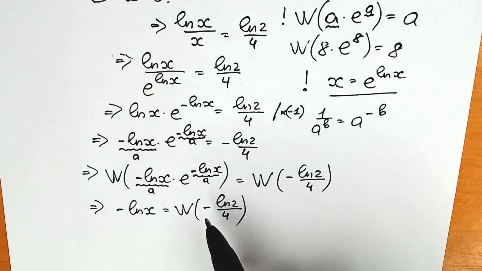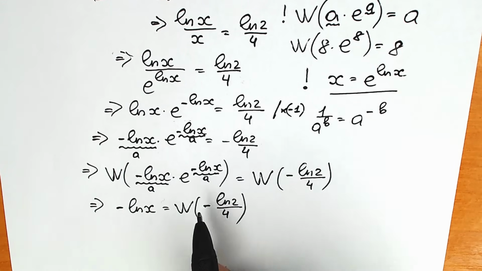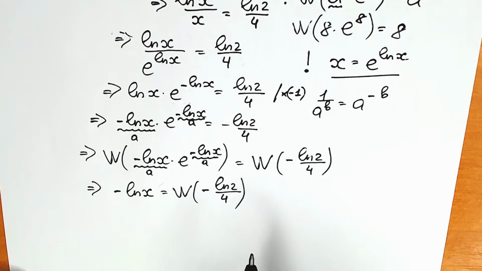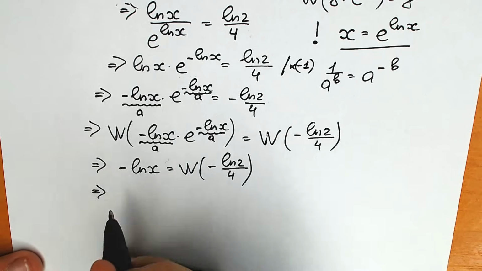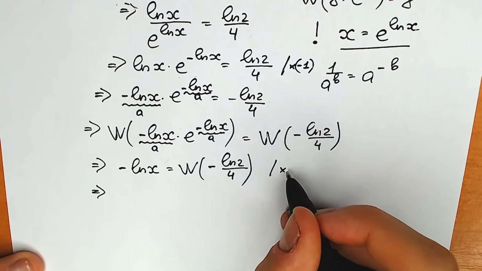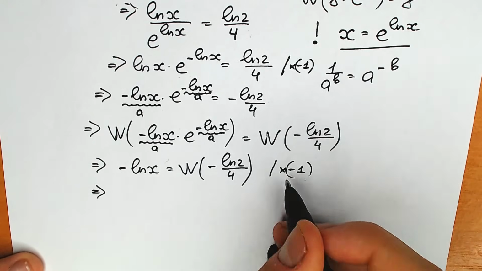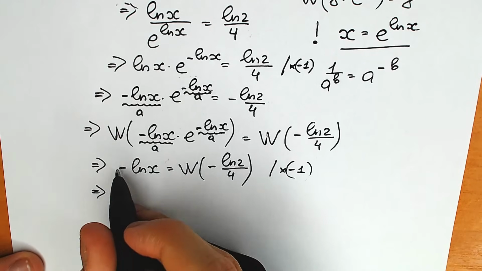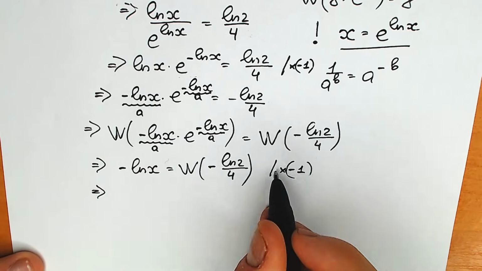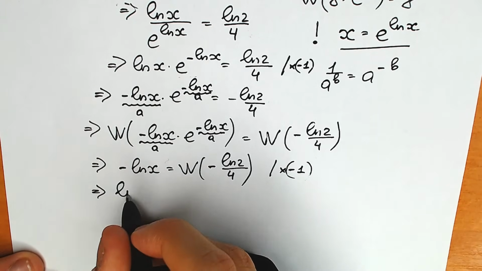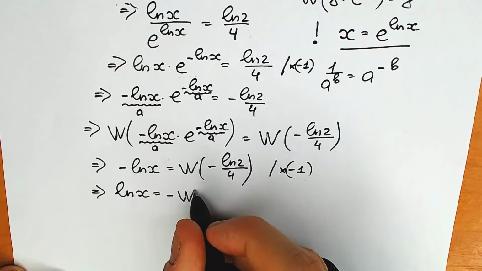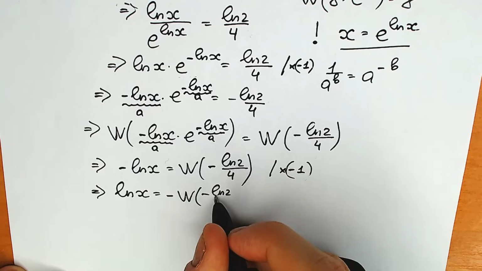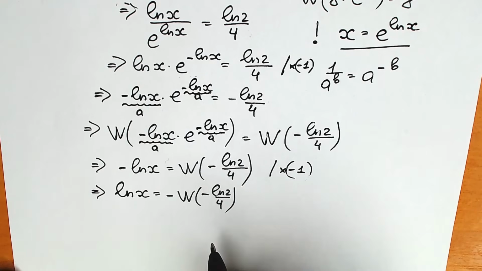Don't be scared about this right side. This is our base, and this is our constant. Don't be scared about it. This is a constant, and also this is a constant. Let's simplify this a little bit. First of all, let's multiply it by minus 1. We need to find this x, so for this, let's get rid of this minus. That's why we multiplied both sides by minus 1. So we have natural log x equal to minus Lambert W function of minus natural log 2 over 4. Really great.